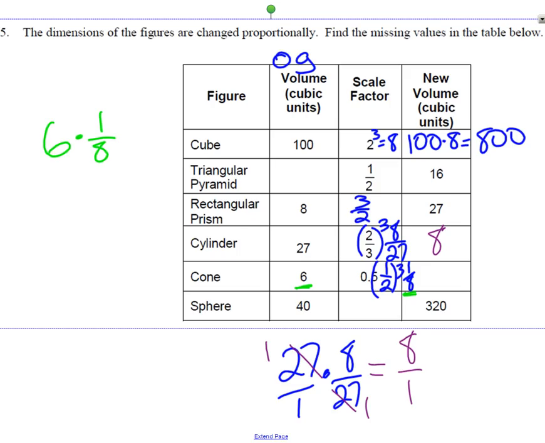Not quite 48. So this would be 6 over 1. So then 6 times 1 is 6. 1 times 8 is 8. Can we simplify 6/8 by 2, and that would give us, so what is our new volume? 3/4.